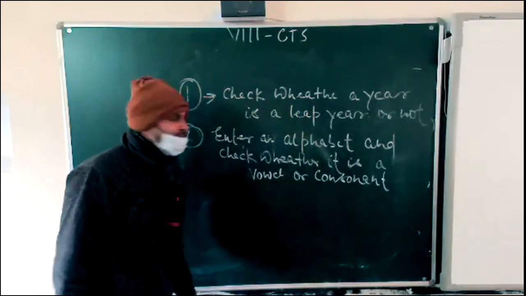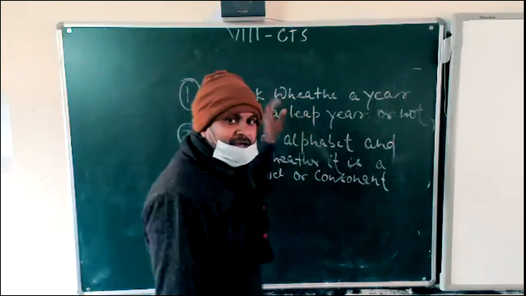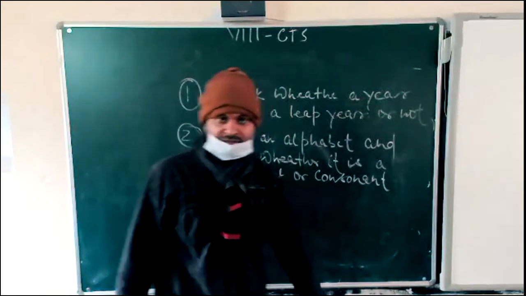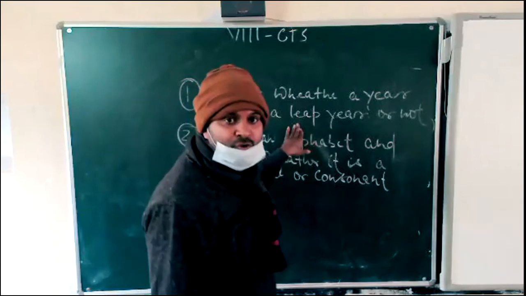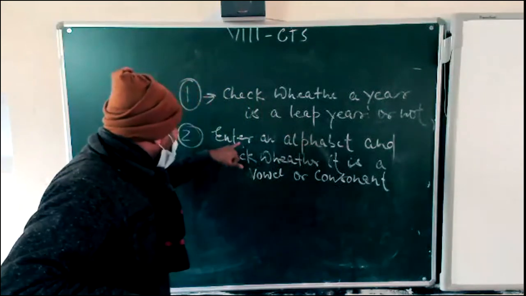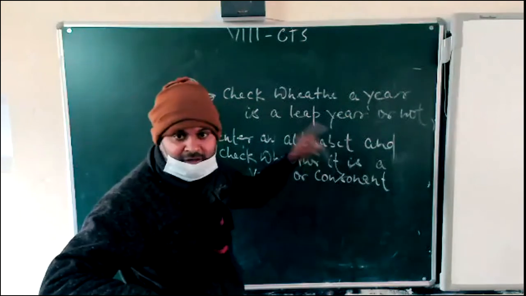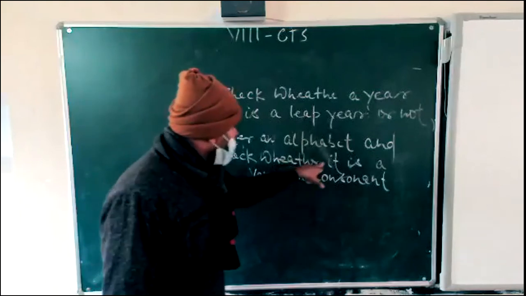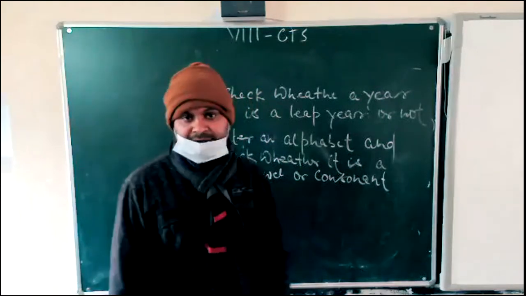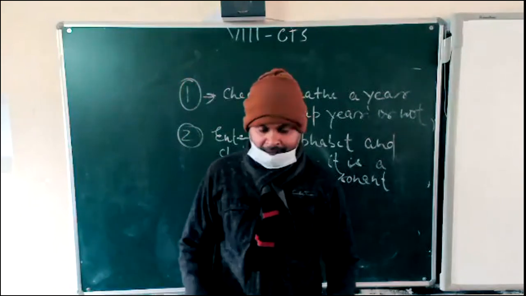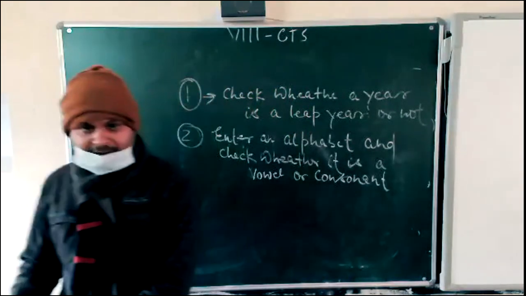So you write two programs here. The first one, enter a year and check whether the year is a leap year or not. And I believe you know how to find out a leap year. Second one, enter an alphabet. You have to enter a single alphabet and check whether it is a vowel or consonant. Okay? So two programs you have to do.